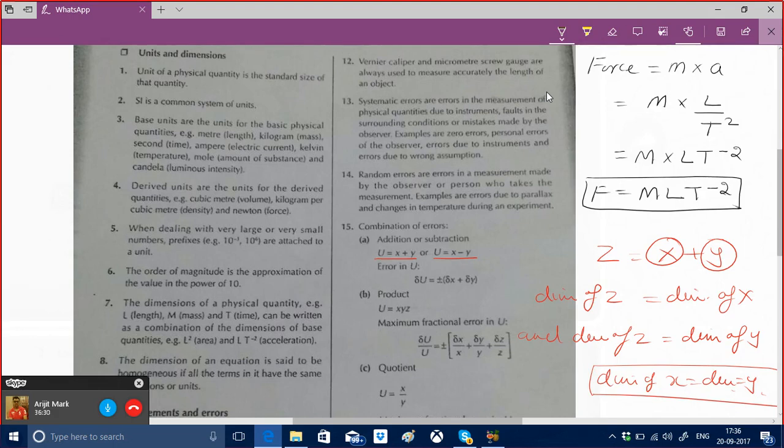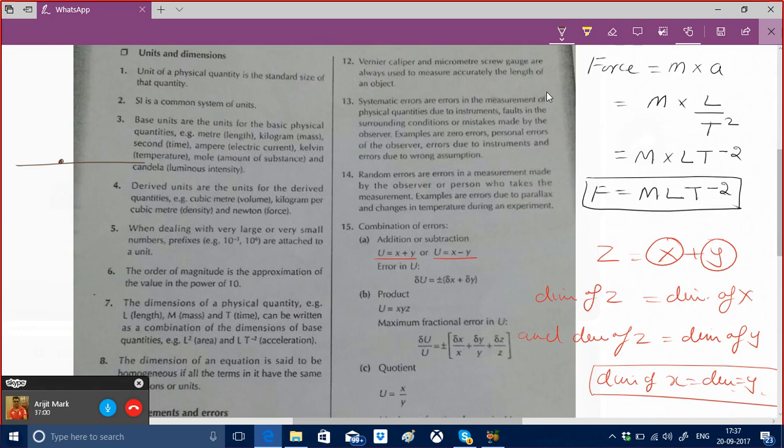Systematic error means errors in physical quantities due to the instrument, okay? Their material. Instrument zero errors, like, okay? And also wrong assumption, okay? Suppose you are reading a scale, and suppose there is a point over here, okay?